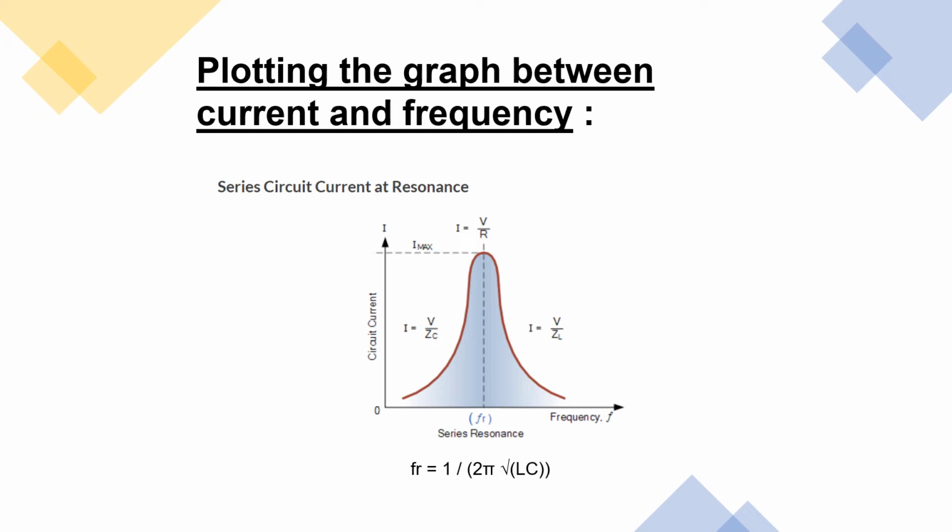On plotting the graph between current and frequency, we observe that if we just change the frequency, the current will change dramatically. If the frequency is very low or very high, from the graph we saw that the current is very tiny. But if the supply frequency equals the resonant frequency, resonance occurs. This is when the impedance becomes minimum and the current goes haywire.